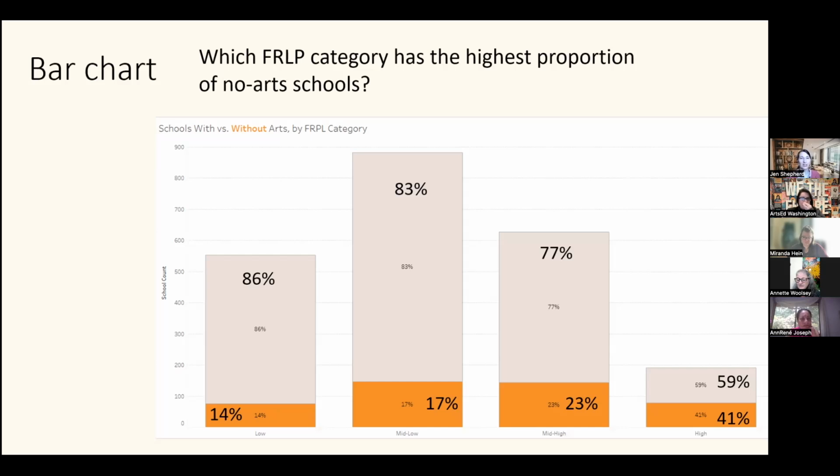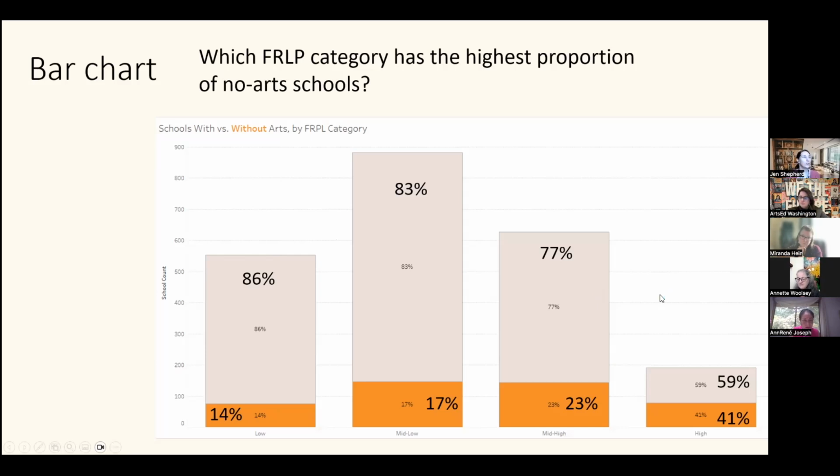So I want you to take a look at this chart. This is a stacked bar chart, and see if you can answer the question I have at the top there. So this is looking at school level eligibility for free and reduced lunch, or meals, I should say. And so the 4 categories are the proportion of students who are eligible. So low means very few students in that school, less than 25% are eligible. Mid-low is 25 to 50, and so on up to 75% and higher. So those are our 4 groups.